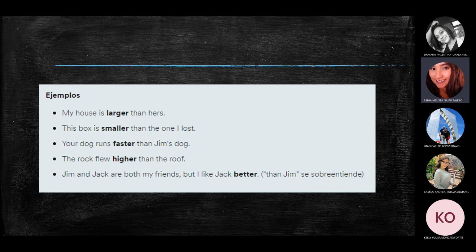So remember that this adjective is a short adjective, right? So the short adjective in the comparative grade takes er. So we add er to the end of this adjective, like this way, larger than hers. And for example, who wants to tell me how you would make a sentence using a long adjective? Who wants to tell me how is the structure here?